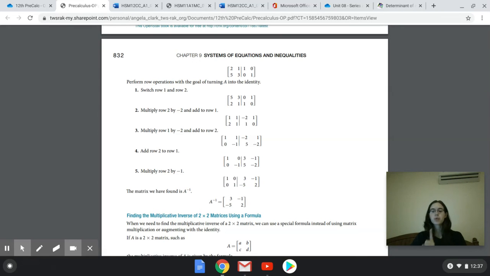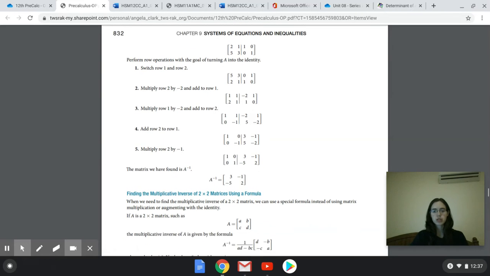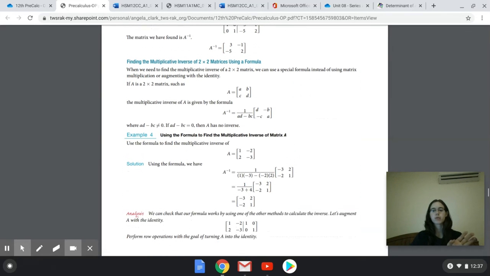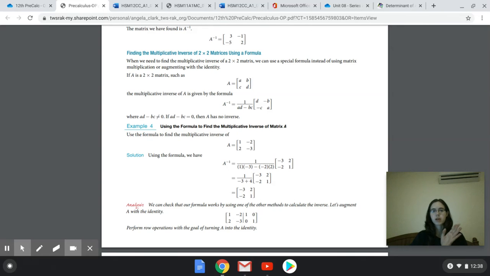But there's one more way to do a 2x2 matrix that's even simpler, but this works for a 2x2 matrix specifically. So instead, we can take our original matrix and multiply it by 1 over something called the determinant, and we make B and C negative. So I'm going to kind of break that down.